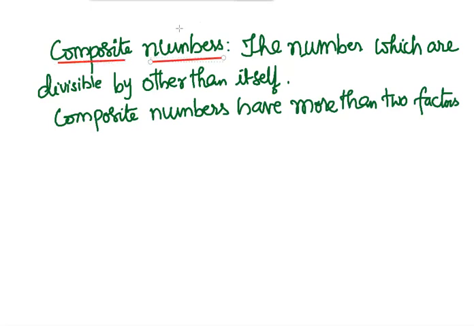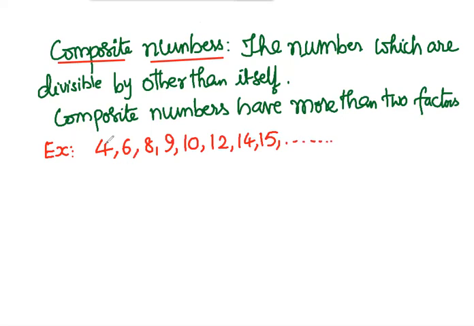Let us take some examples here. For composite numbers, we know already 4, 6, 8, 9, 10, 12, 14, 15, and so on. The least composite number is 4. From 1 to 100, the least one is 4, and 100 is the highest composite number from 1 to 100. So many composite numbers are there, and the least one is 4.